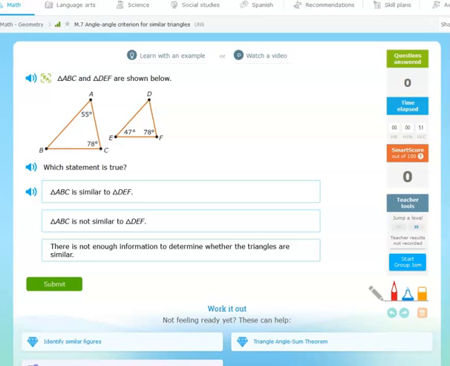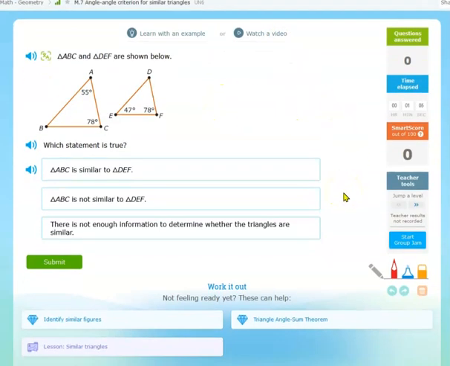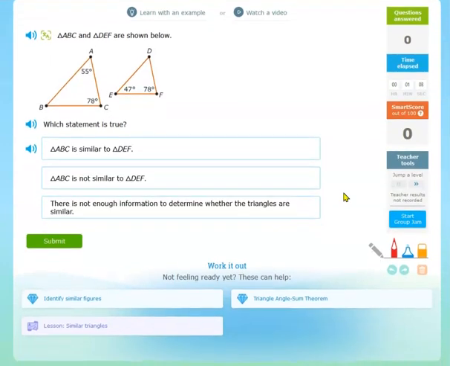We're going to make a video for IXL, angle criterion for similar triangles. There's also a "Learn with an example" that you can click on to see an example completed for you, and there's also a video done by IXL. All right, let's take a look at our problem.